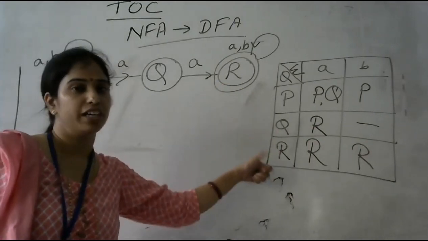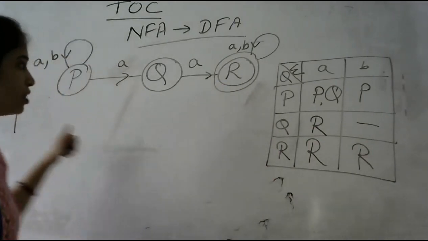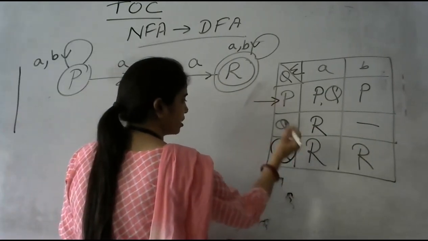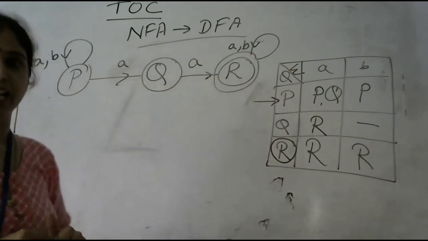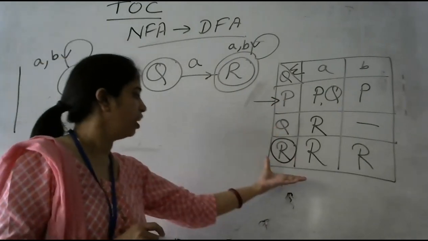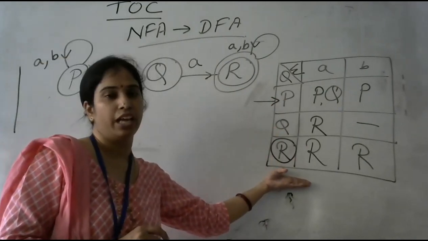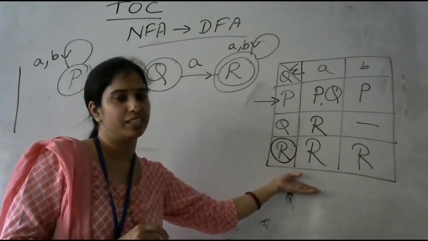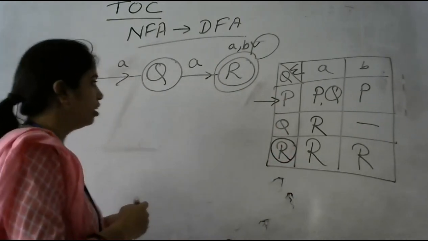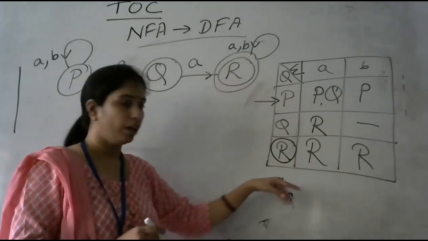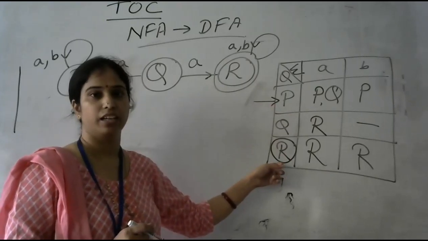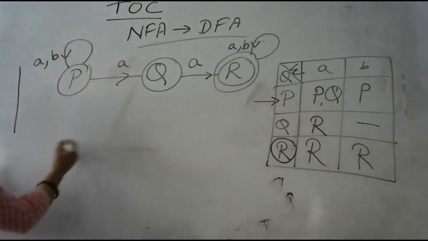Now we have to convert this NFA to DFA. So start. This is our initial state and this is our final state. Sometimes in the exam, in the question paper, only the transition table is given, and you have to convert this transition table of NFA into DFA machine. Okay, so you have to understand this transition table. This is initial state, this is final state. Okay, now start.